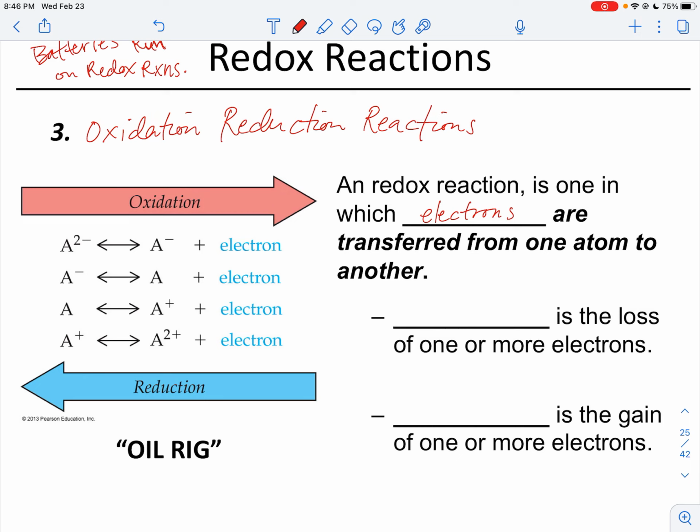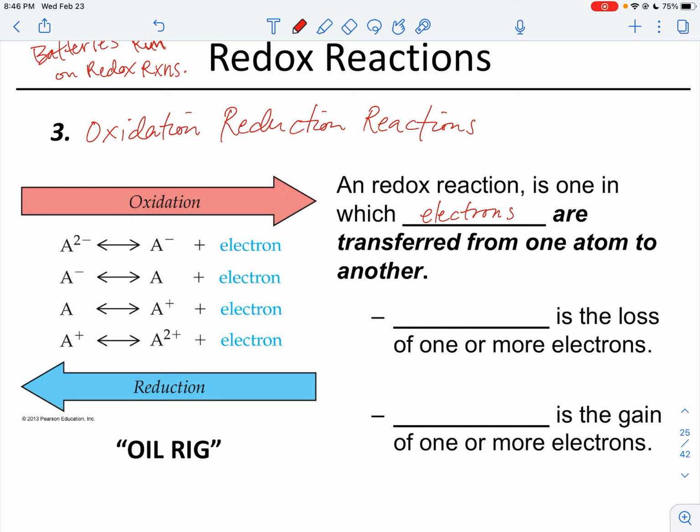And you guys should be very familiar with this idea of transferring electrons. We have been talking about this since we introduced valence electrons and understanding what ions are and how ions are created. Cations are created when electrons are lost or given away, right? And anions are created when electrons are gained. So you guys are familiar with this idea of transferring electrons.